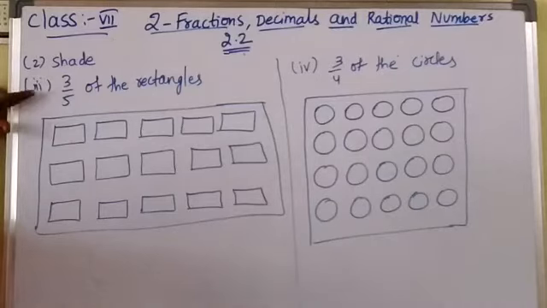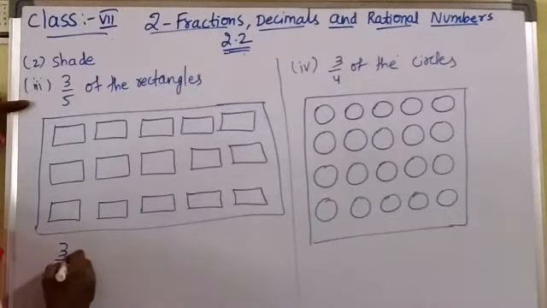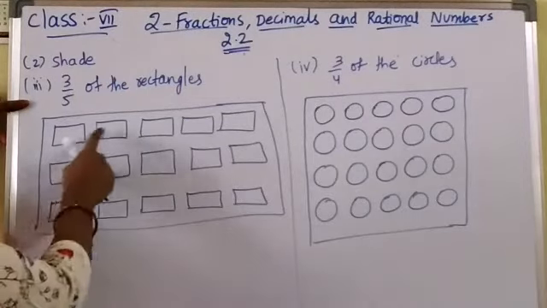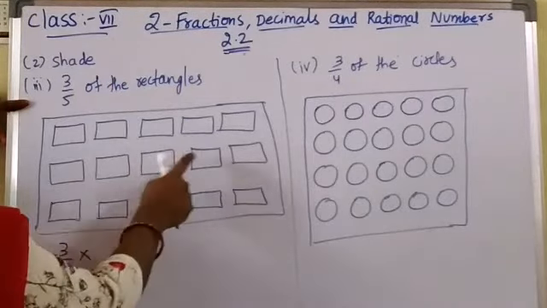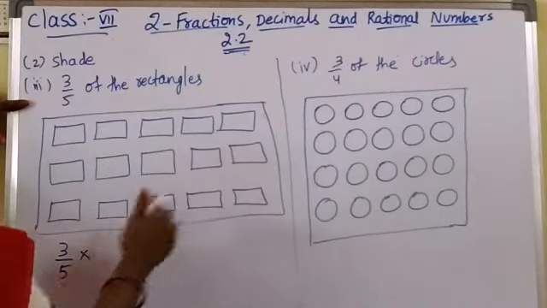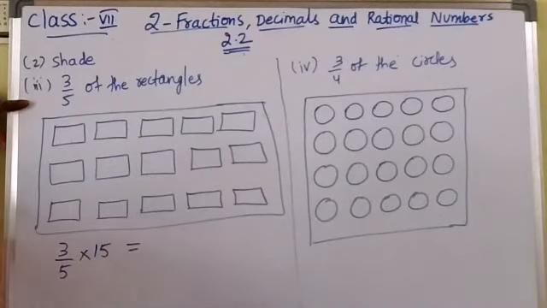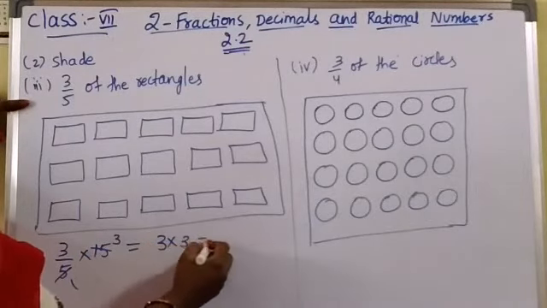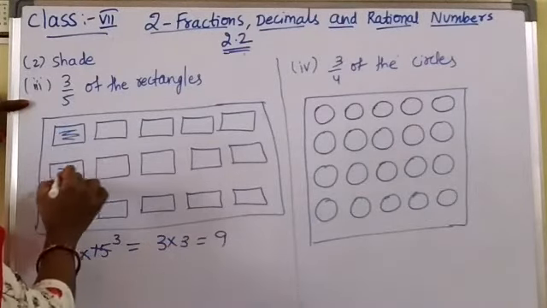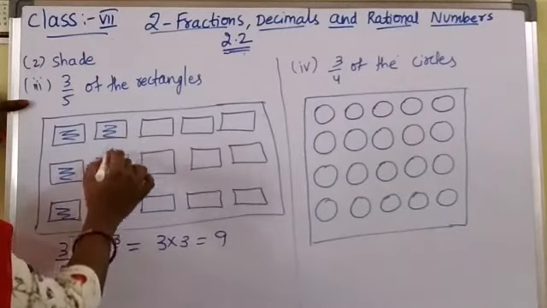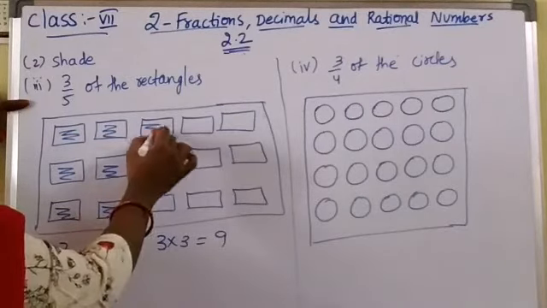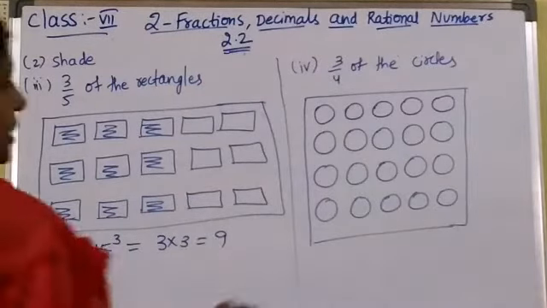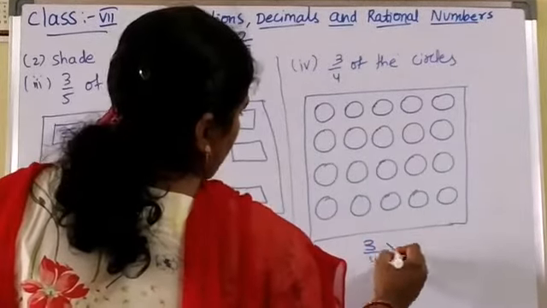3 by 5 of the rectangles. Here 3 by 5, of is nothing but into. How many rectangles are there here? 1, 2, 3, 4, 5, 6, 7, 8, 9, 10, 11, 12, 13, 14, 15 rectangles are there. Okay. Now do cancellation, 5 1s are 5, 5 3s are 15. So 3 into 3, how many? 9. So you have to shade 9 rectangles here. This is the answer.